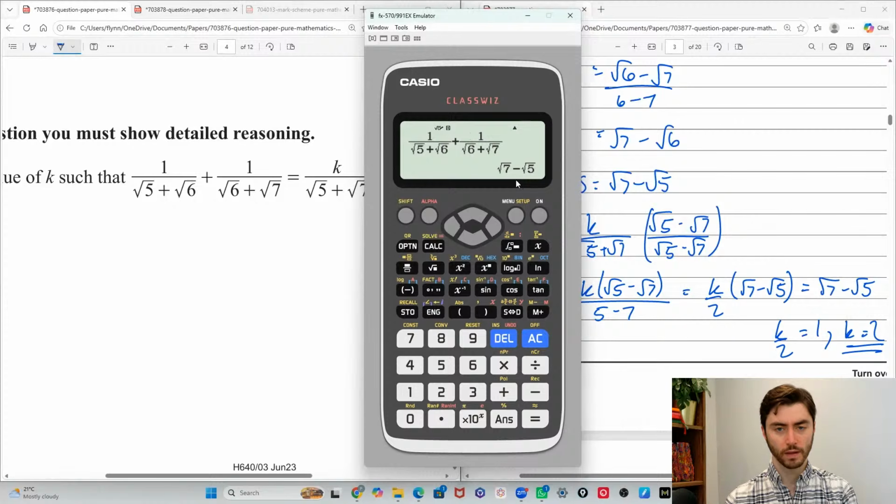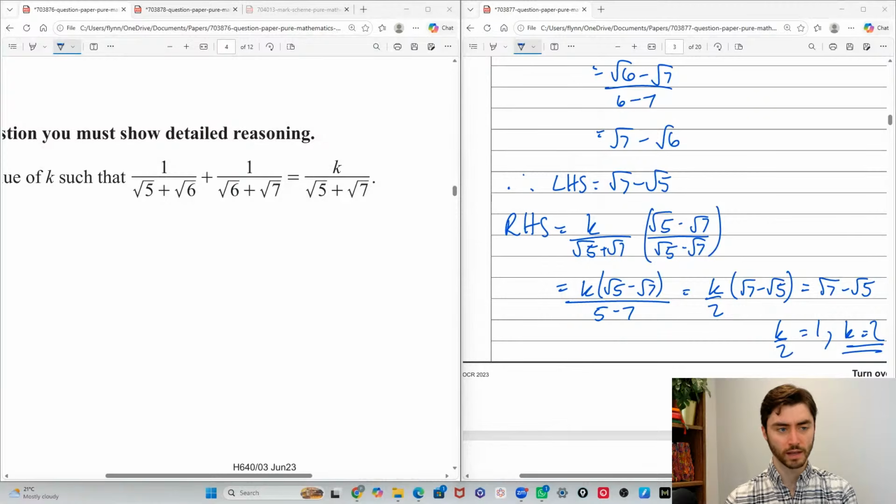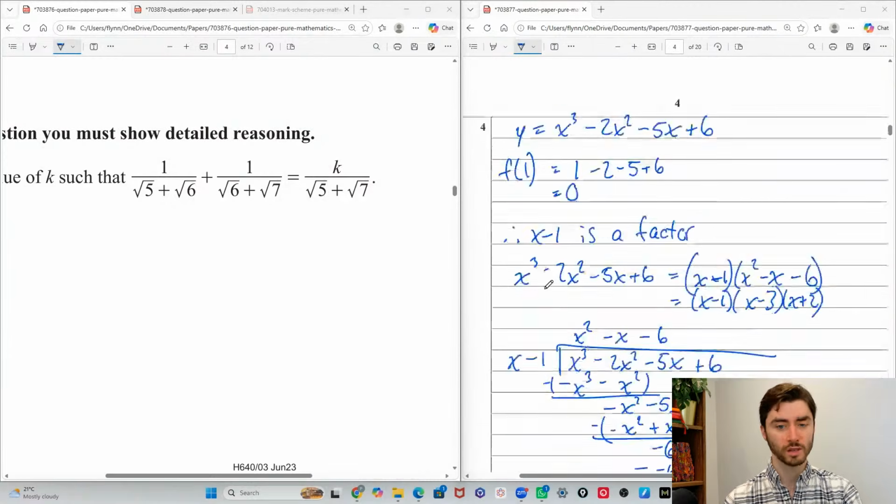Yeah, I agree. And 2 over root 5 plus root 7 is the same thing. Okay, so I did get it right. I must have mistyped something. So I get root 7 minus 5 on both here. So k is 2. I think I'm good. Okay.